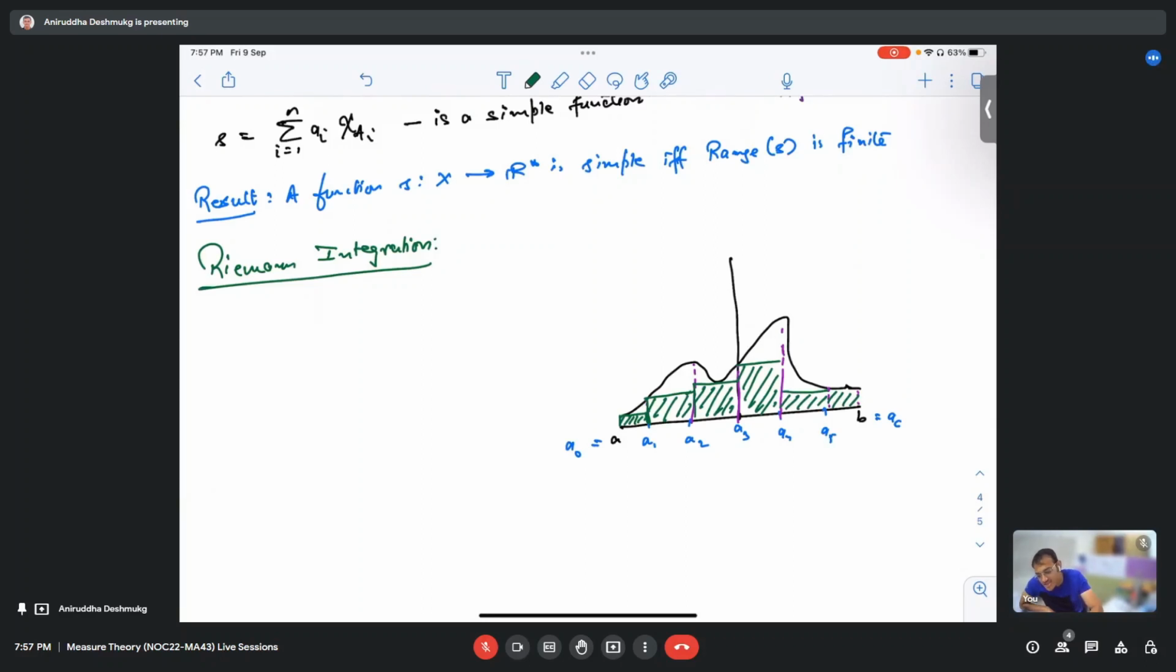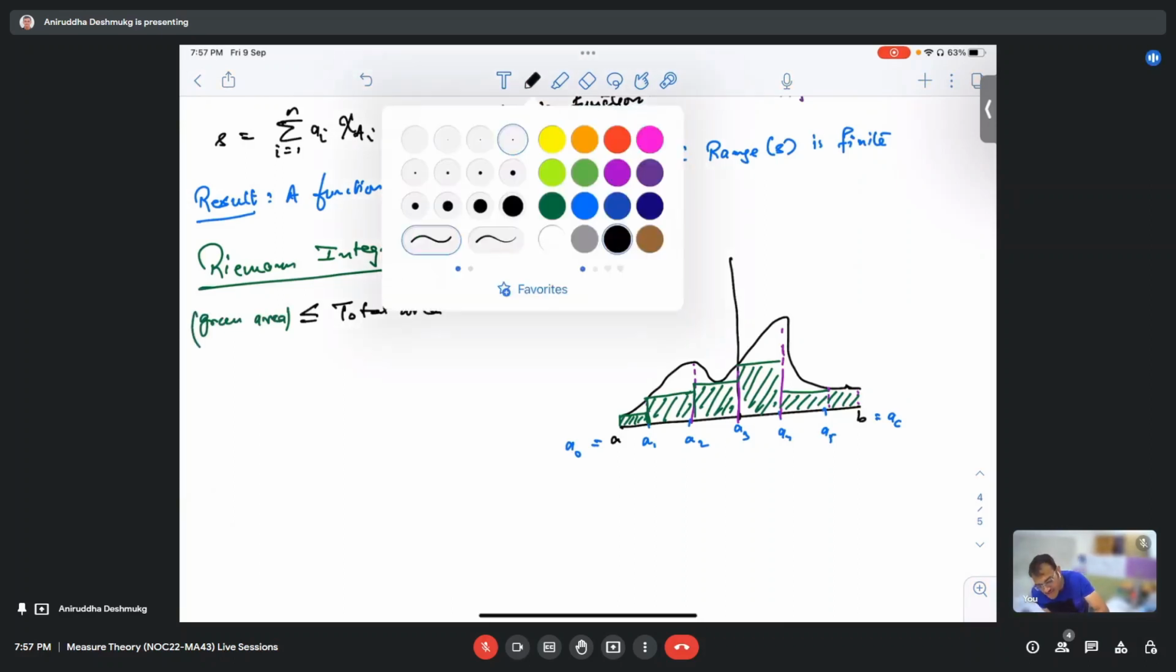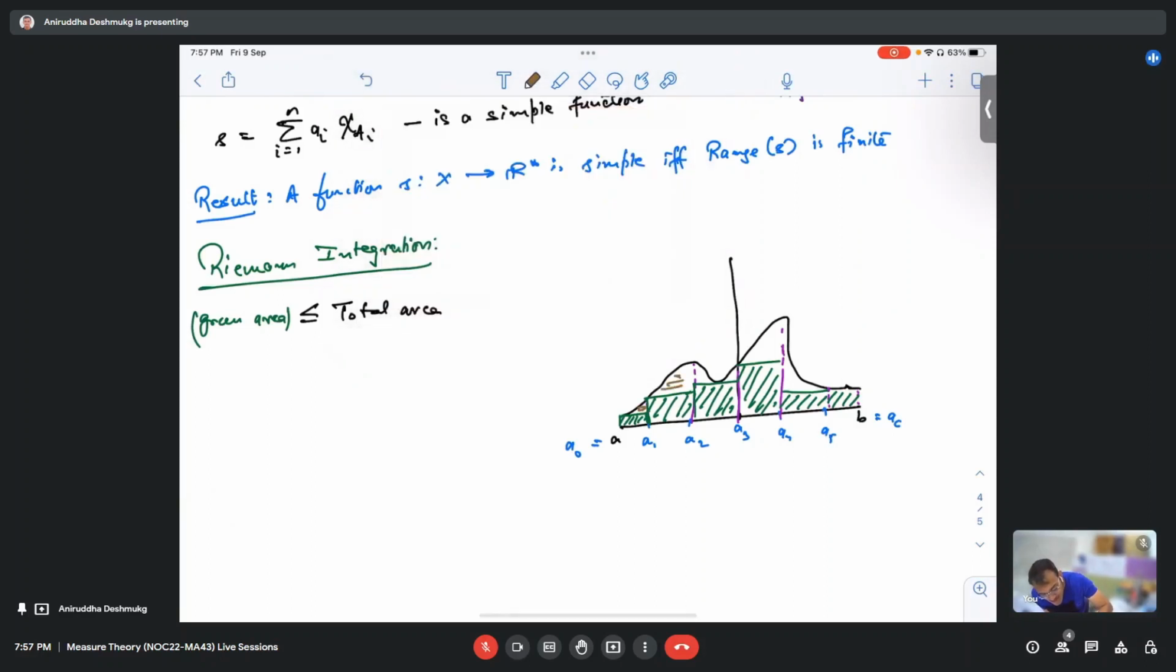We say that the total area should be bigger than or equal to the green area, correct? Yes, sir. Because in fact, what we have done is we have left these parts, these brown parts, out.